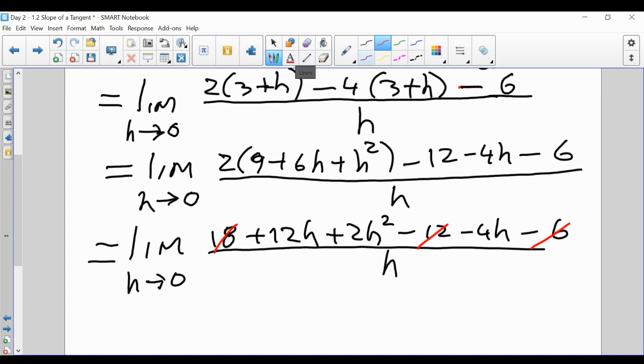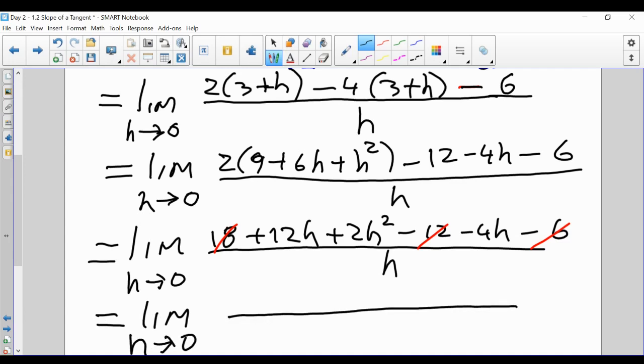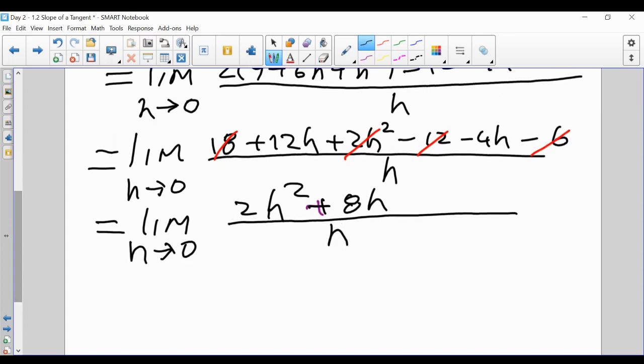And what I'm left with is, when I collect my terms, limit as h approaches 0, what I'm left with is the 2h squared. Then I'm left with a 12h and a minus 4h, which of course would be plus 8h. That's all over h. All right, let me slow down and just make sure I haven't left anybody behind.